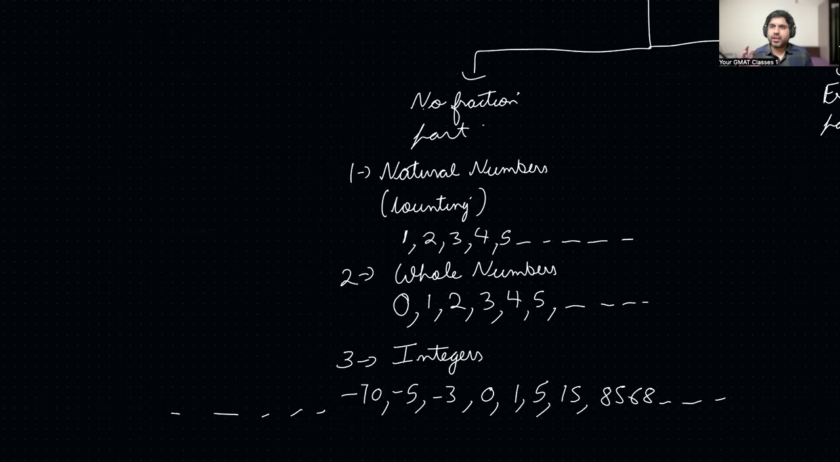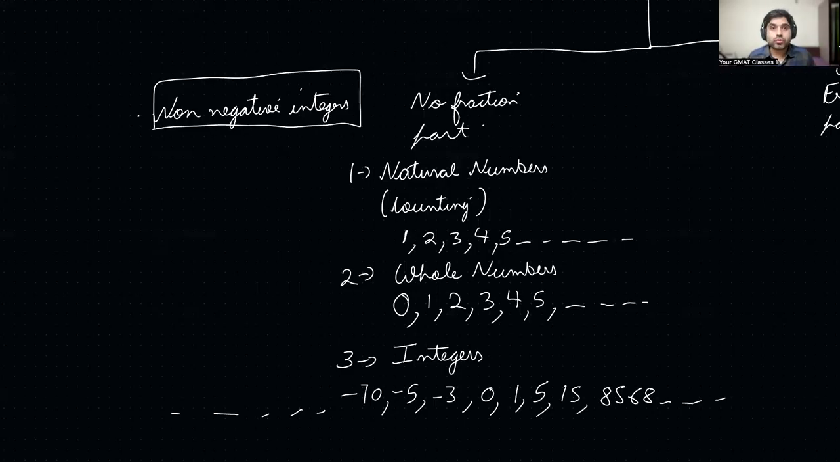Now, one very important thing that you should know is whenever a question says non-negative integers, whenever the word non is used, I need to take all numbers which are not negative. So it will always include 0 as well, because 0 technically is not negative. So it will be 0, 1, 2, 3, 4, 5, and so on.